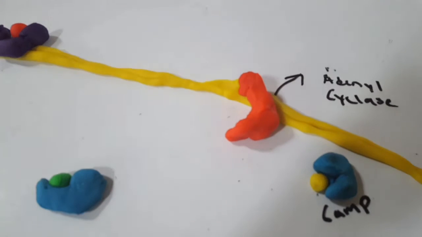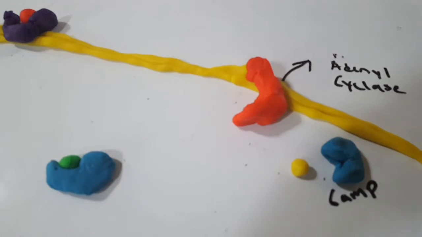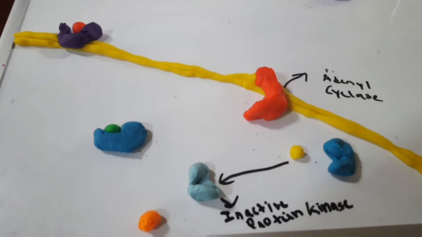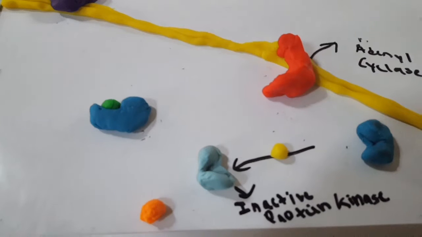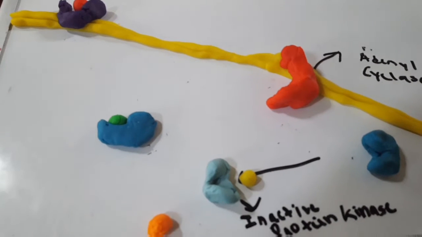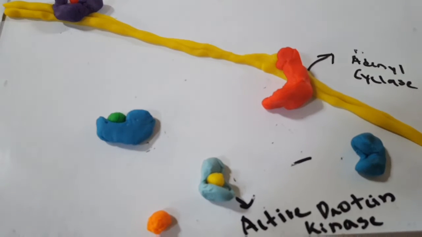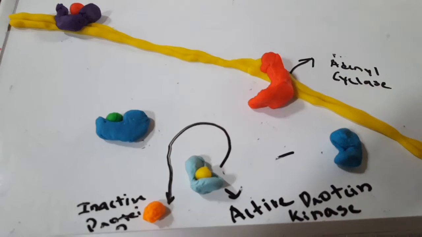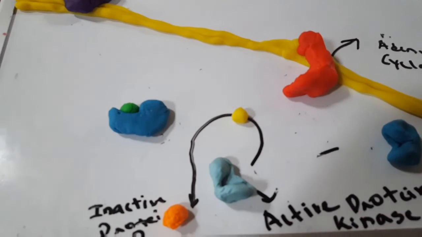cAMP is usually responsible for starting a phosphorylation, which makes it a secondary messenger. One kinase is phosphorylated after the other. The protein kinase then will activate a protein which will start moving towards the ER.